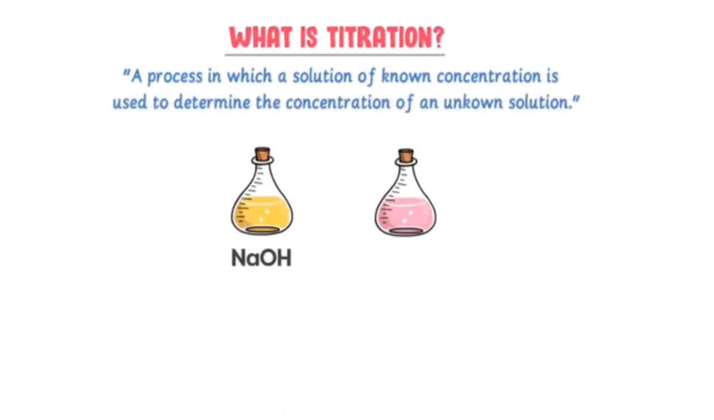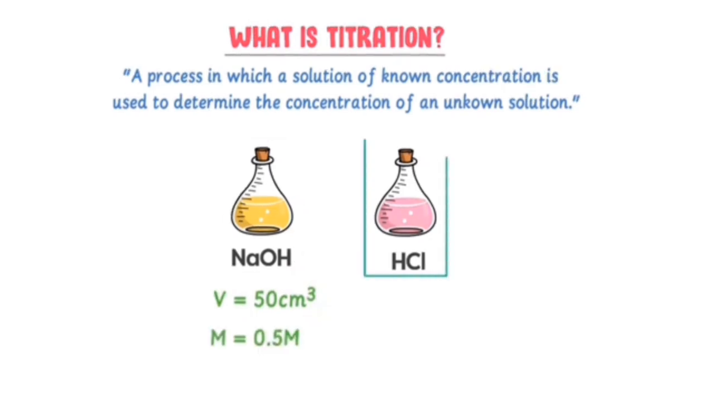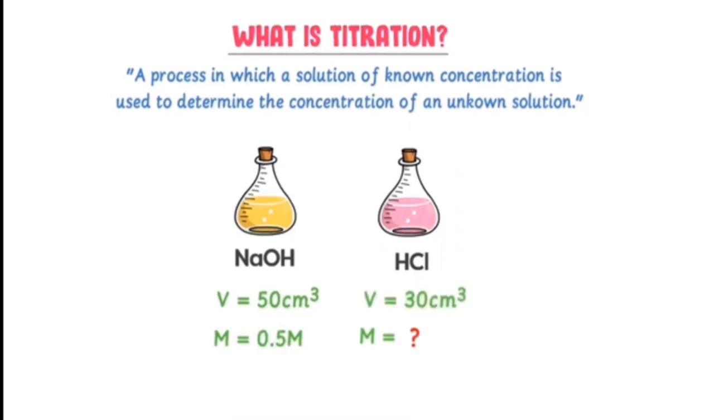For example, consider sodium hydroxide solution and HCl solution. Let the volume of sodium hydroxide taken in this object be 50 cm3 and its concentration is 0.5 M, while the volume of HCl taken in this object is 30 cm3, but its concentration is unknown.